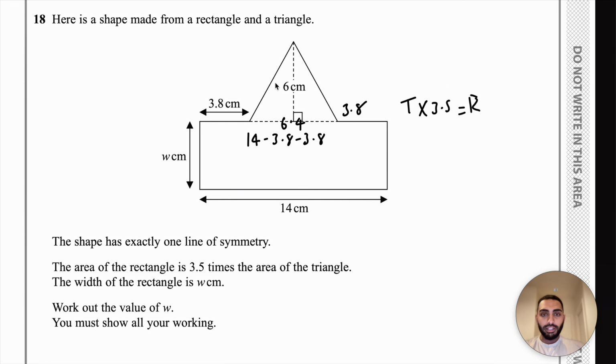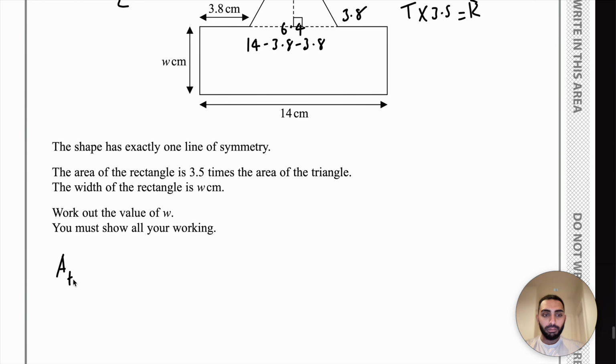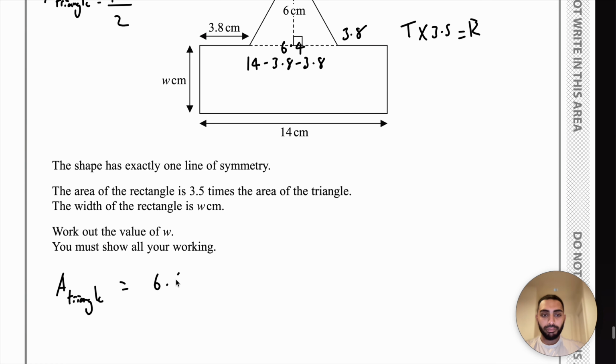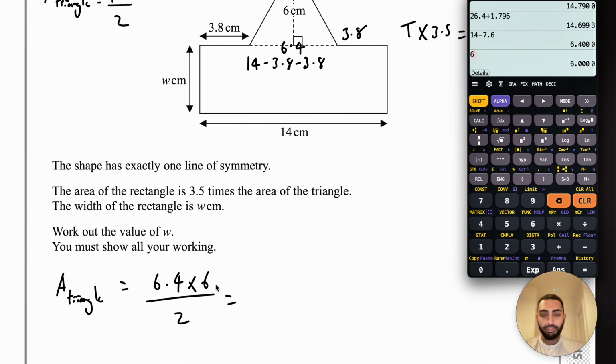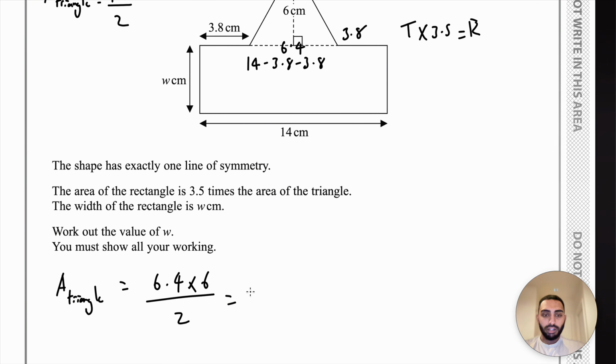And now I have two lengths that I need to find the area of this triangle. How do you find an area of a triangle? All you need to do is multiply the base by the height and you divide it by 2. So here, let's write it below. For the triangle, we have 6.4 multiplied by 6 divided by 2. Just going to do 6.4 times 3, which is 19.2 centimeters squared.